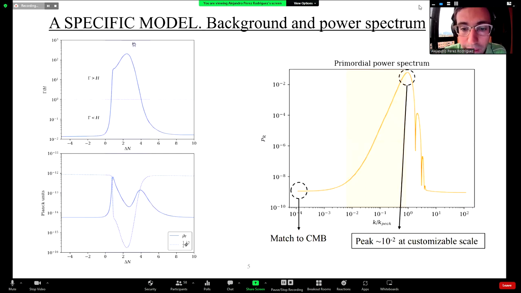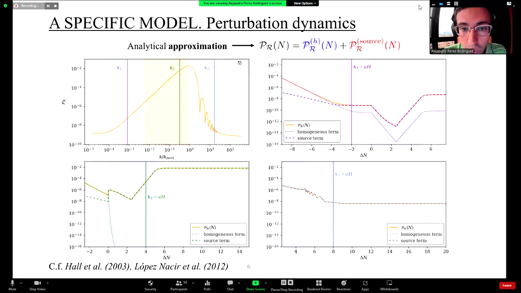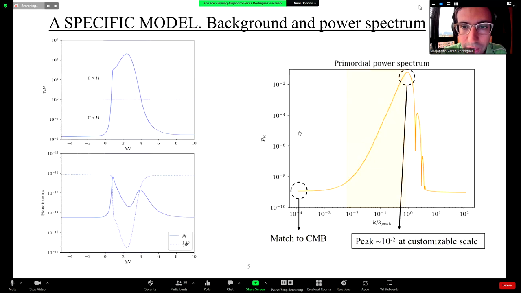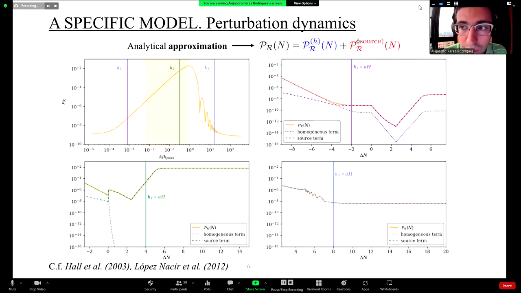So we could stop here because we have a primordial power spectrum with all the features we were looking for, but we wanted to further understand what is the physical origin of this peak. In order to do so, we perform an analytical approximation of the problem. Now, I cannot enter into the technical details of how this approximation is performed, but it suffices to know that it allows us to decompose the spectrum into two components, one of which is due to the homogeneous evolution of the perturbations, that is, the left-hand side of this equation is equated to zero, and another contribution, which is a purely thermal contribution that comes from the stochastic noise introduced by thermal effects.